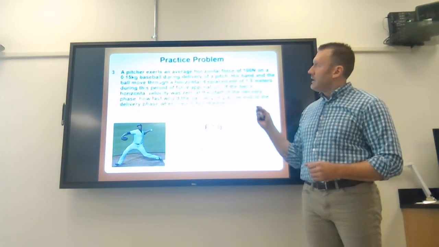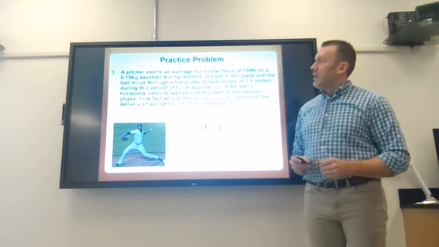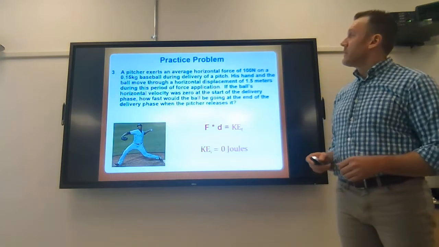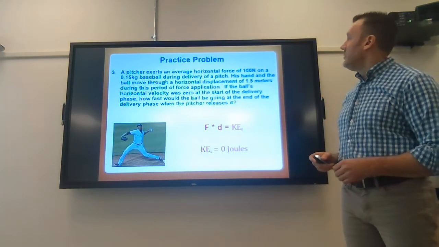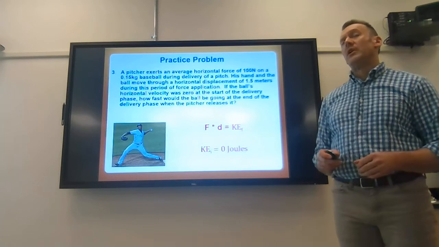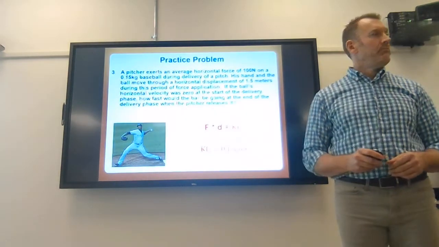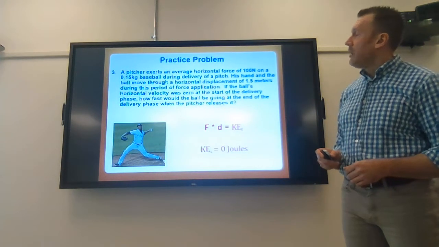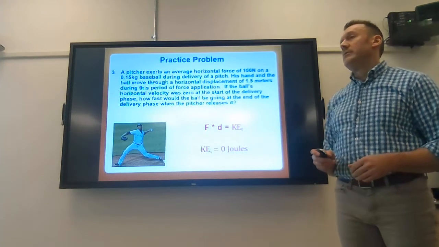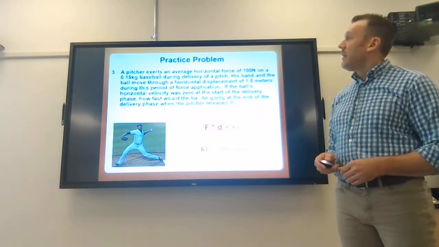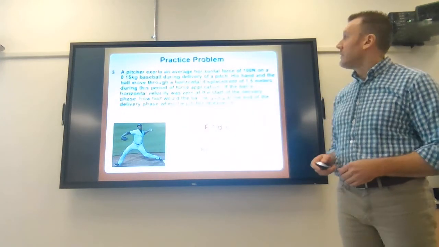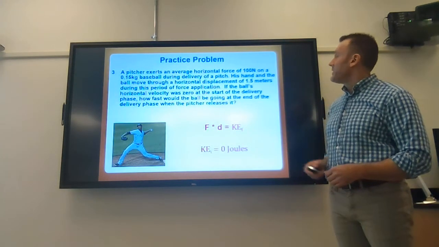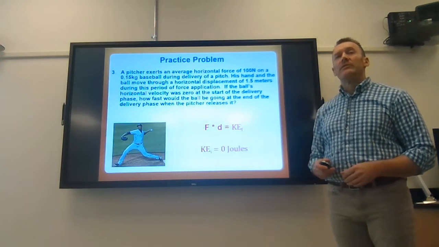So let's take an example here. This will be on your practice problems, so we'll do this together. A pitcher exerts an average horizontal force of 100 newtons, so we'll call that the net force, over the wind up on a 0.15 kilogram baseball. Baseballs are 5 ounces, so the mass is 0.15 kilograms. During delivery of a pitch, his hand and the ball move through a horizontal displacement of 1.5 meters.